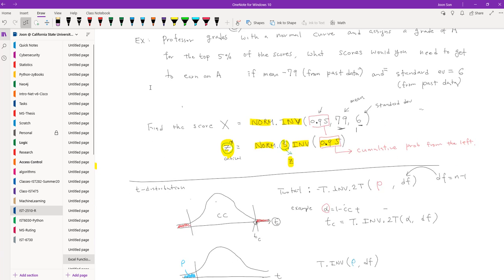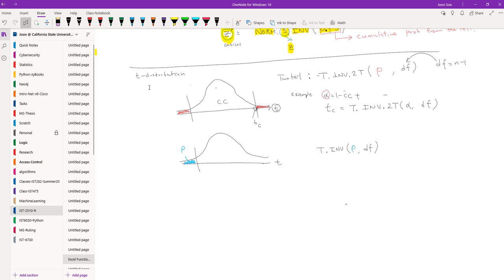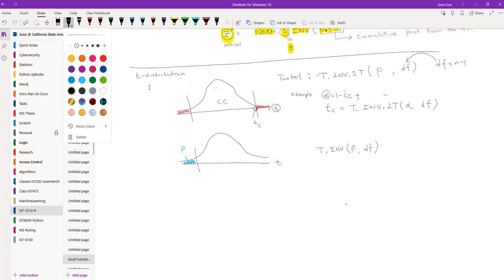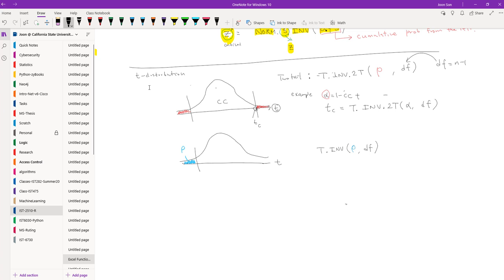But in this case, our problem is a t-distribution. For the t-distributions, you can use a function called T.INV.2T, where 2T means two-tail. If this is your t-distribution, you use this function to find this t-value here, which is called the t-critical value.